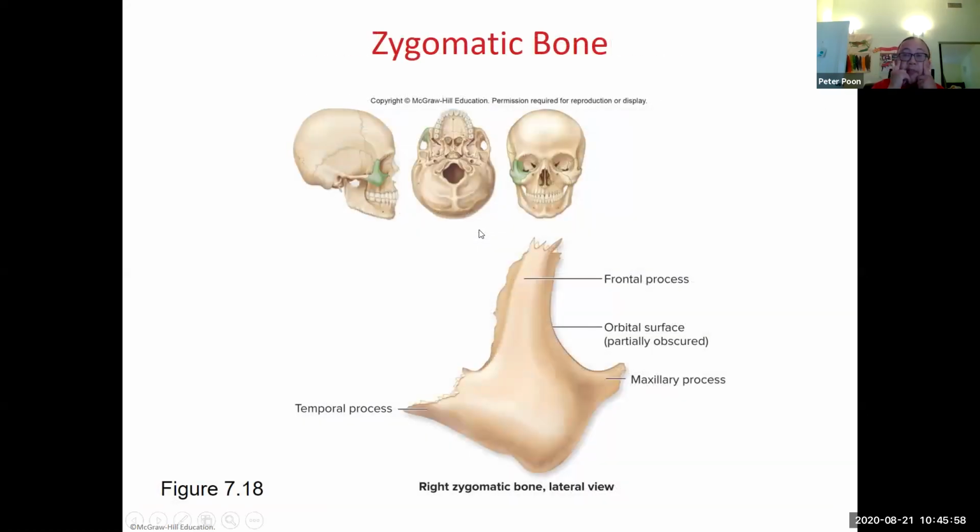Zygomatic bone. This is your cheekbone. It attaches to this long process sticking out of the temporal bone called the zygomatic process. I don't remember if I went over that or not. I'm thinking I forgot it, but that's an important thing coming off the temporal bone, the zygomatic process. Your zygomatic process and your zygomatic bone form your cheek line.